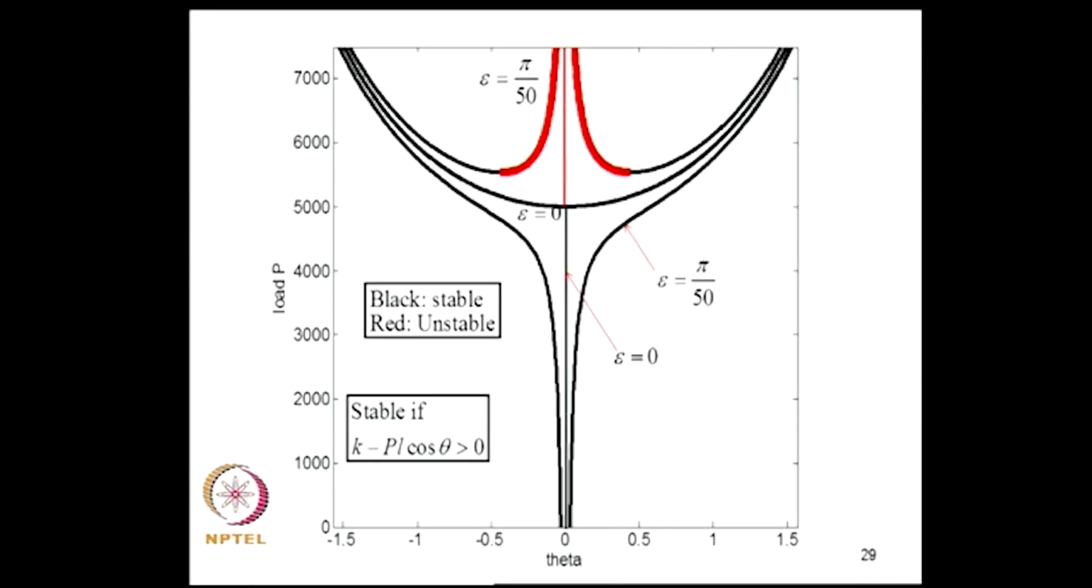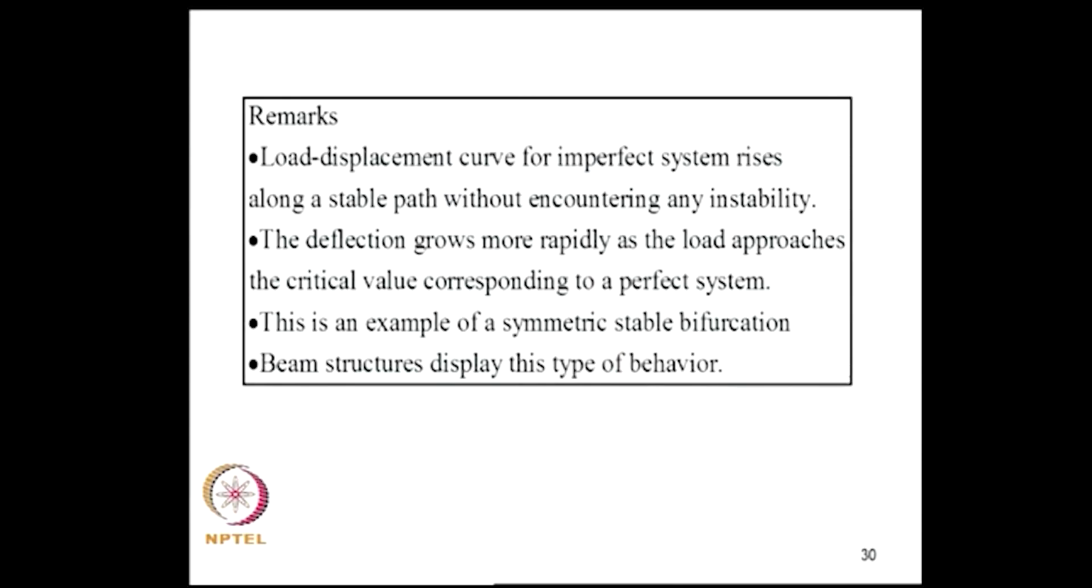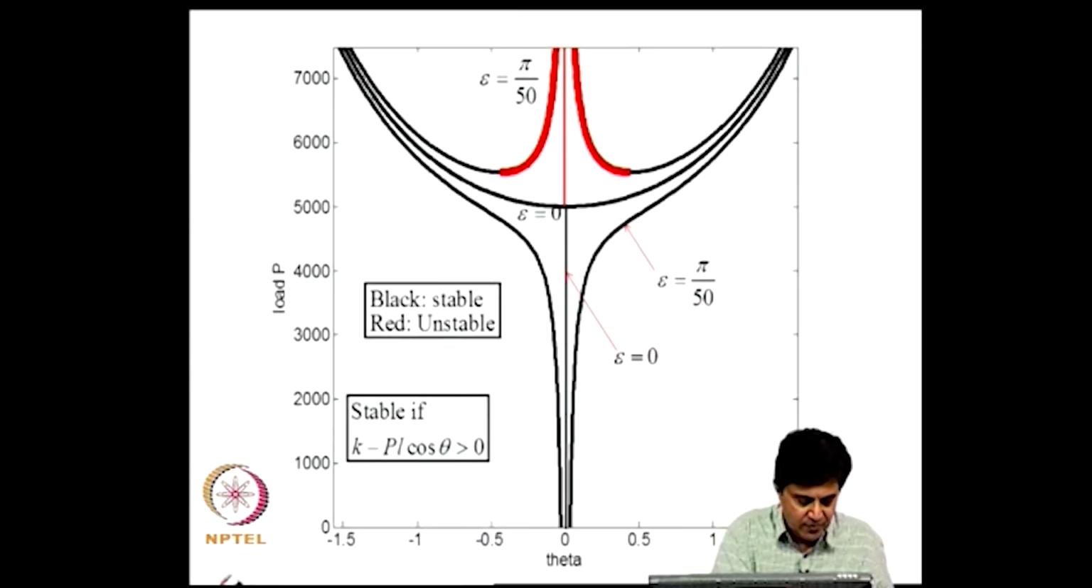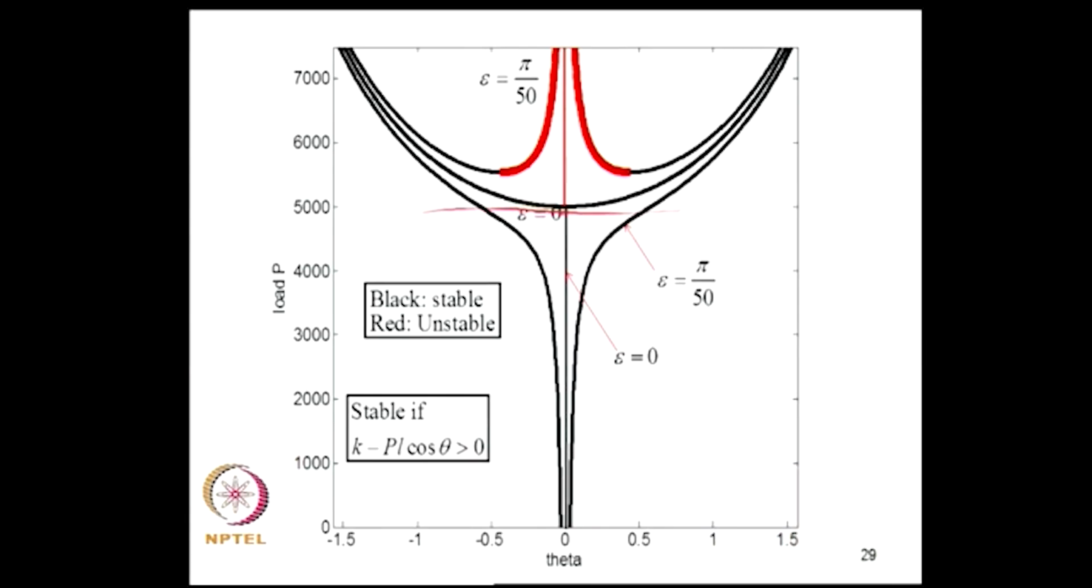Now we can make some observations: the load displacement curve for an imperfect system rises along a stable path without encountering any instability, right, it will not encounter any instability. Then the deflection grows more rapidly as the load approaches the critical value corresponding to a perfect system. See, if a linear analysis is done, if you recall, our answer will be like this, right, this is the loading path, this is the horizontal, but nonlinear analysis takes it to a more realistic formulation.